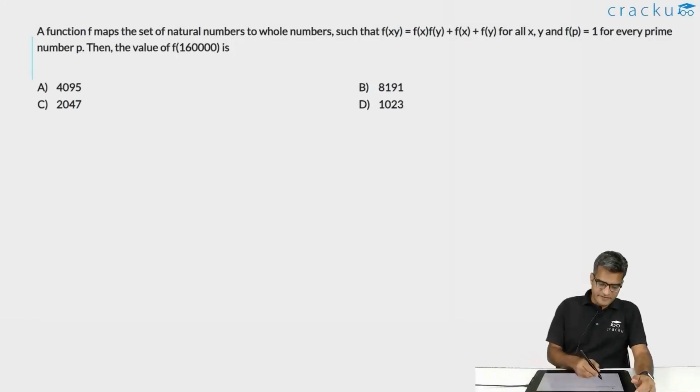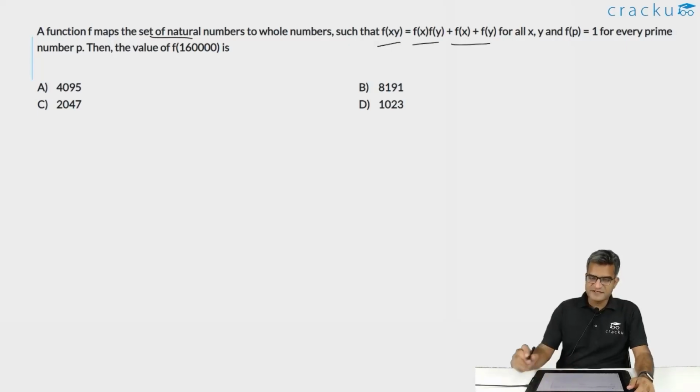A function f maps the set of natural numbers such that f of xy is equal to f of x into f of y plus f of x plus f of y for all x, y, and f of p is 1 for every prime number p. We are asked to calculate the value of f of 1,60,000.